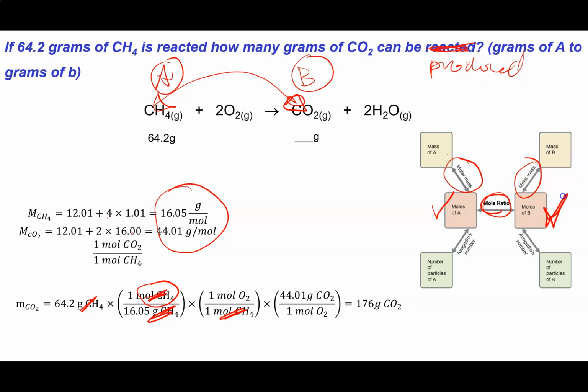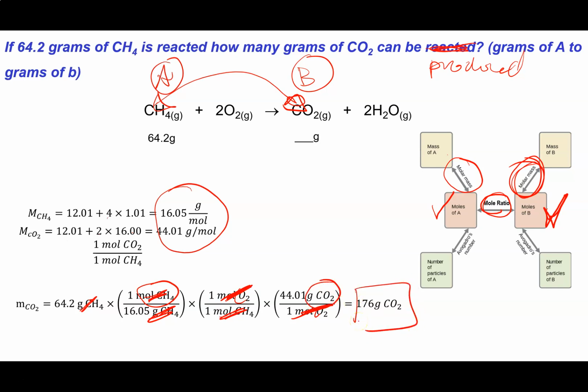So I only have one last conversion to do, and that's to take my moles of CO2 and turn it into grams of CO2, and to do that I'm going to multiply by the molar mass. So the molar mass of CO2 is 44.01 grams of CO2 for every 1 mole. So that's going to cancel out my moles of CO2, leaving me with grams of CO2.